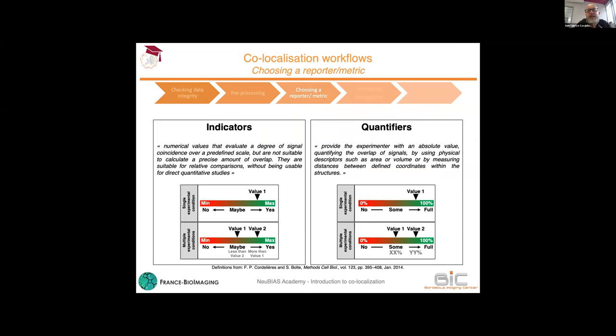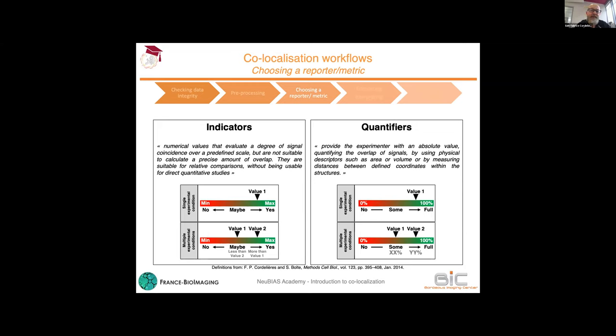This might be a bit controversial, but okay. Let's assume that we've got a set of reporters and we want to split them into two groups. By looking at what has been published, I would say that you've got two big families of reporters or metrics. You've got the indicators on one side, and on the other side, you've got quantifiers.